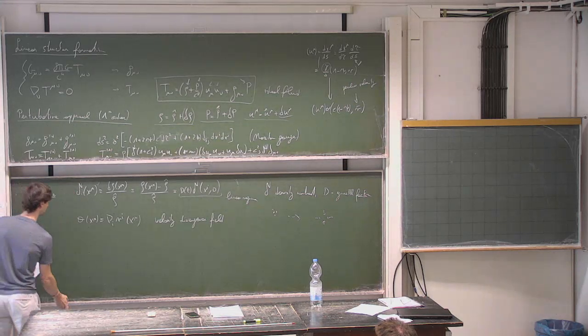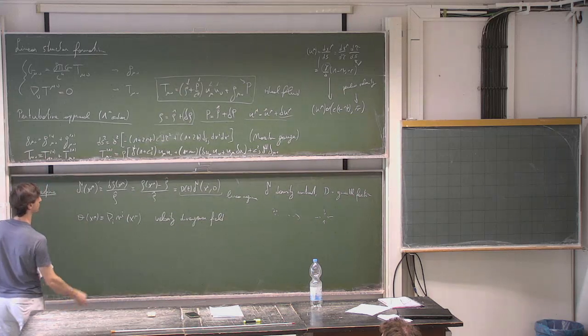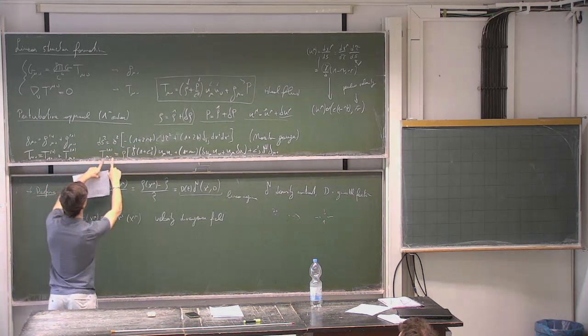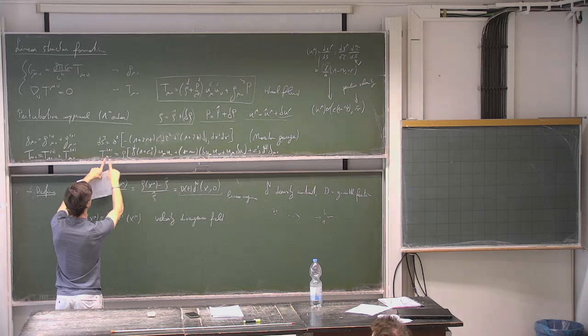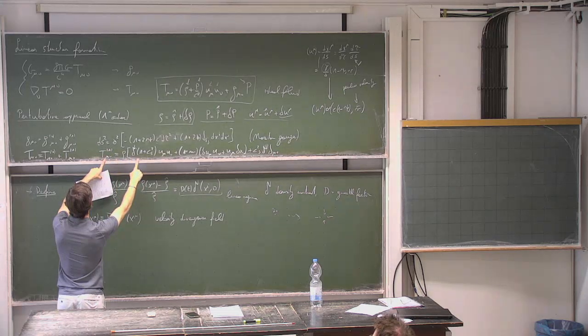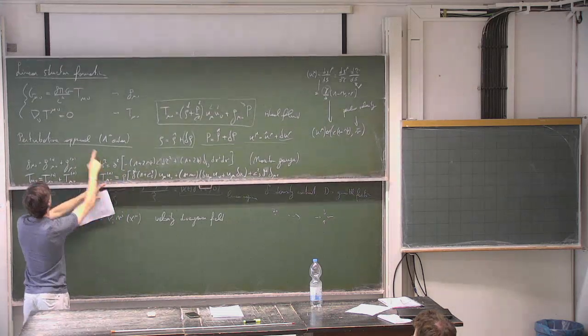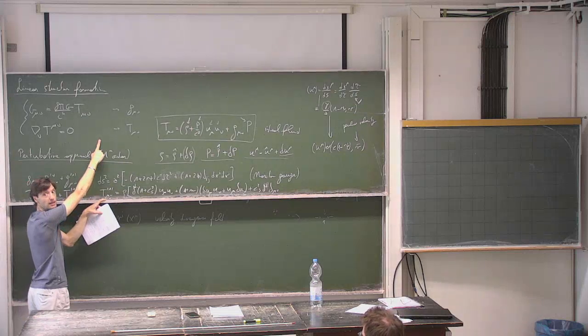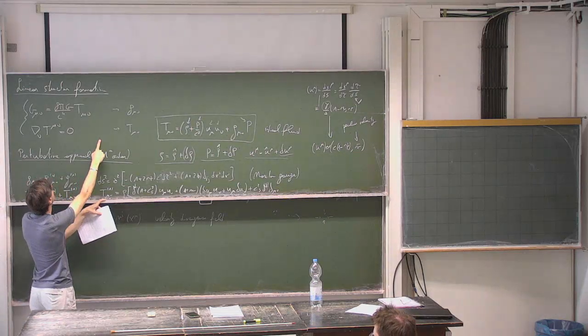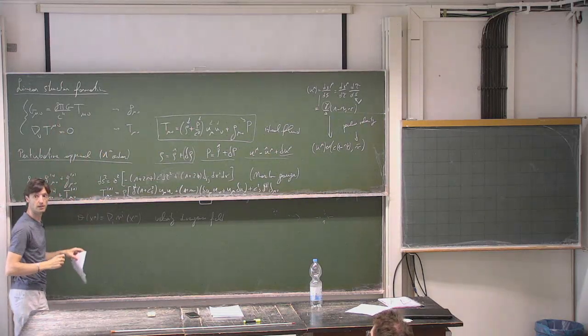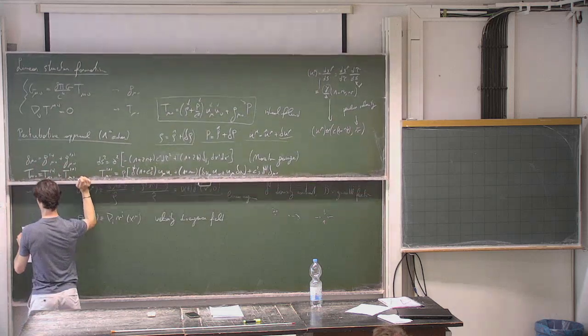Then, once we have that, we need to linearize the equations. So we have our linearized energy-momentum tensor. Now we can plug it in to get linearized hydrodynamical equations. And we have to do now the same for the Einstein equations.